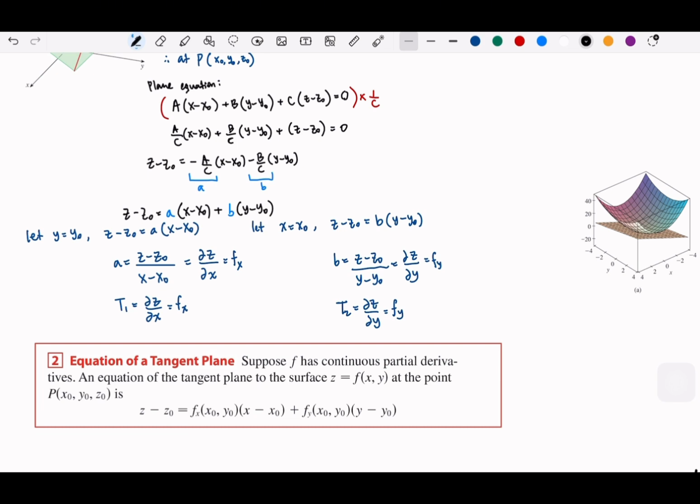For what? To find the equation of the tangent. No need. You can directly use.